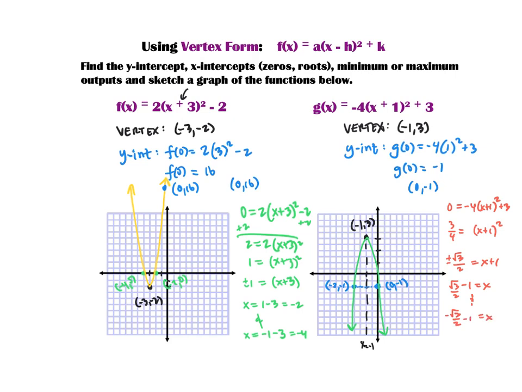So this one will be this point, which will be really, really close to 0. And we'll call it x1, comma 0. And then this one will be x2, which will be further away from 0. Okay, so that would be how we graph using vertex form, finding x-intercepts, y-intercepts, and all that good stuff.